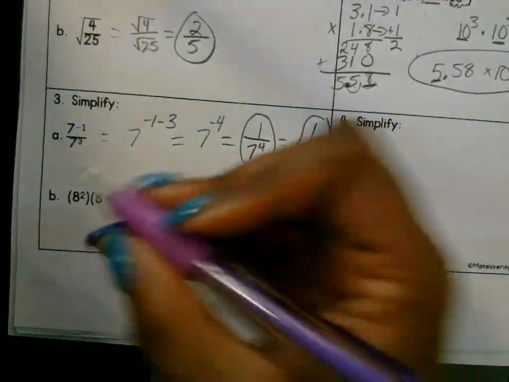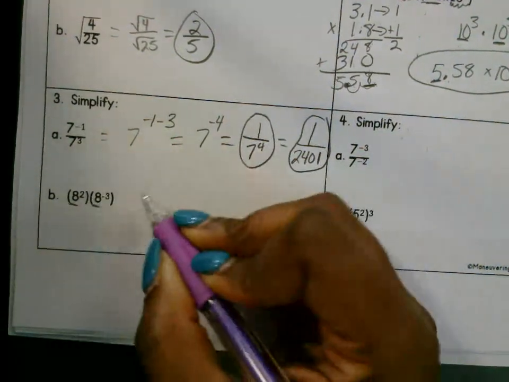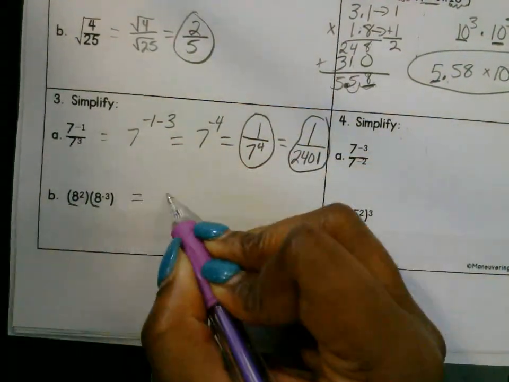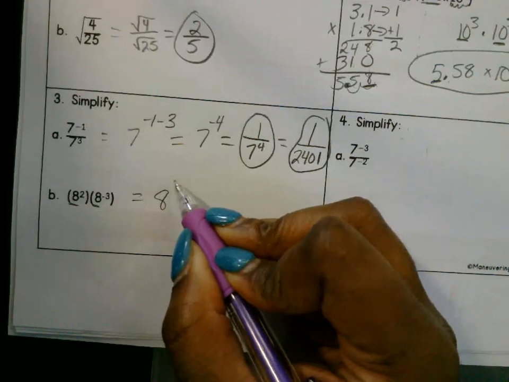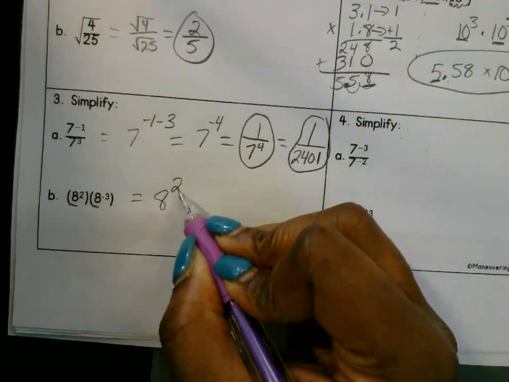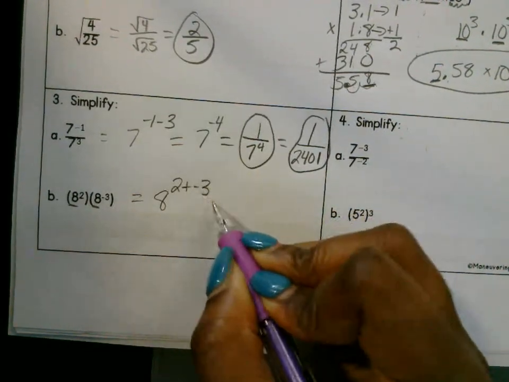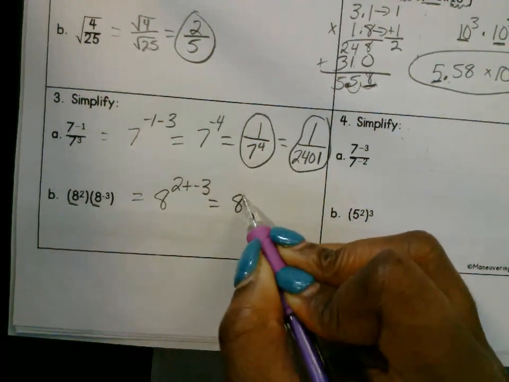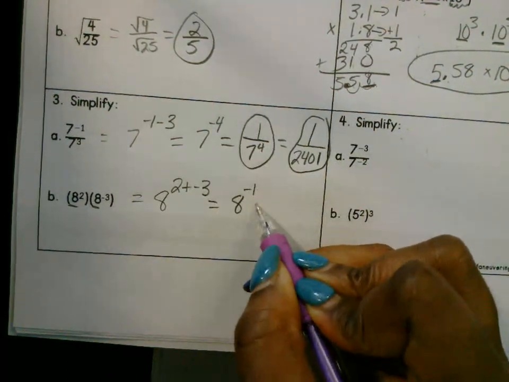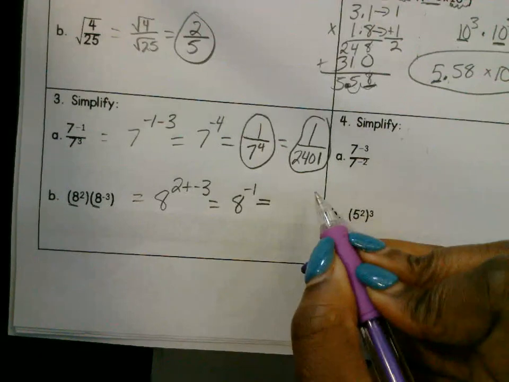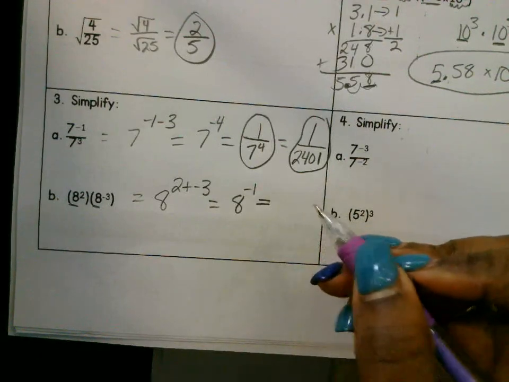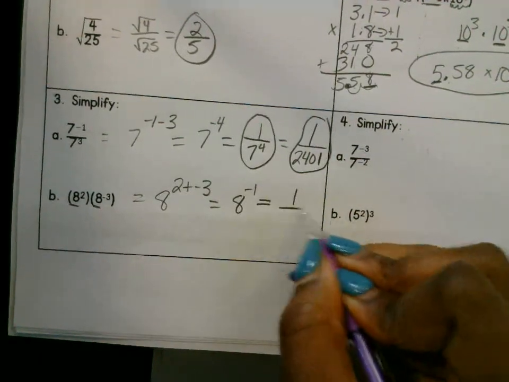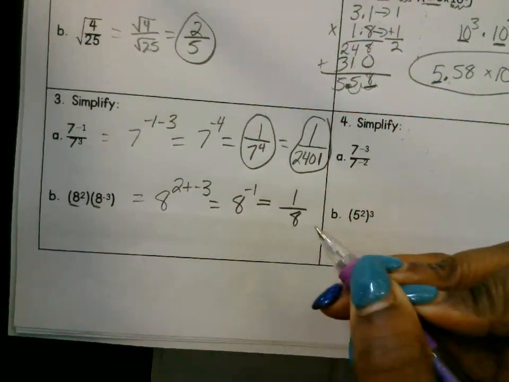The bases are the same, and we're multiplying. So what do we do with the exponents? Add. What plus what? Very good. What's 2 plus a negative 3? Negative 1. How do we write this? How do we simplify it? 1 over what? 8.